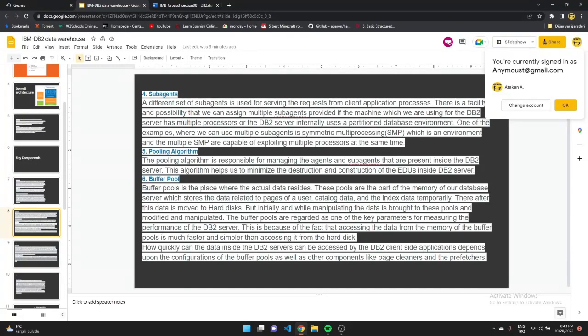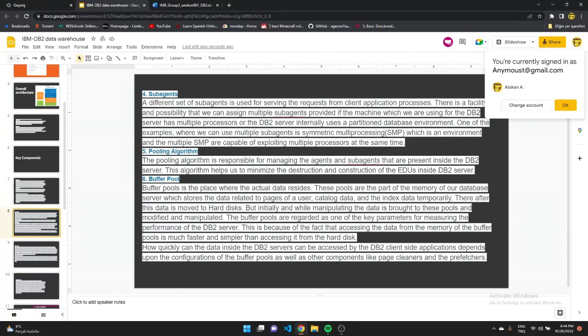Subagents. A different set of subagents is used for serving the requests from client application processes. We can assign multiple subagents provided the machine we are using as the DB2 server has multiple processors. And it should probably have multiple processors anyway, because this is essentially a server rack. It may not have a video processor card, but it will definitely have multiple processors, because that's standard at this point. We are not in the 1990s.